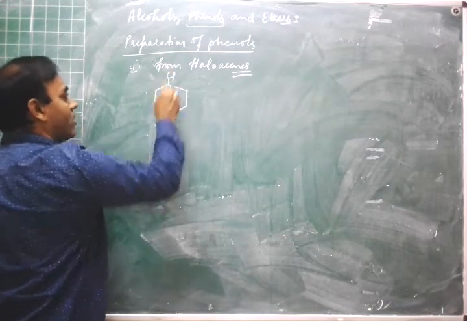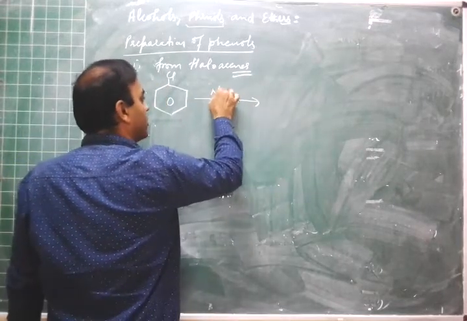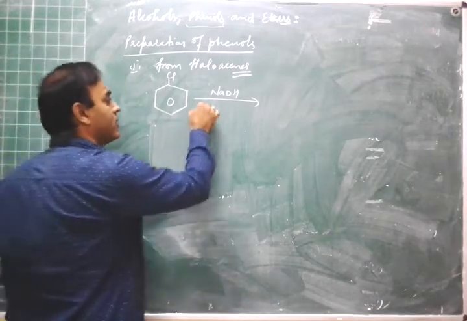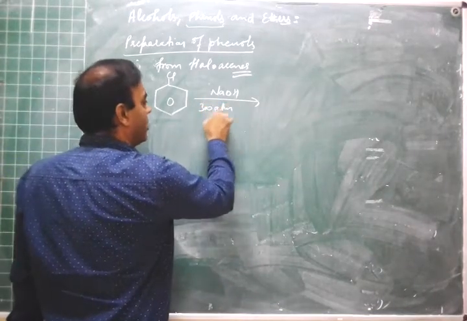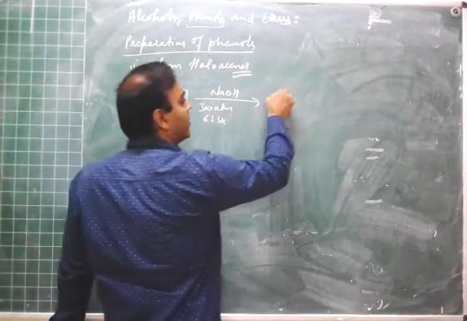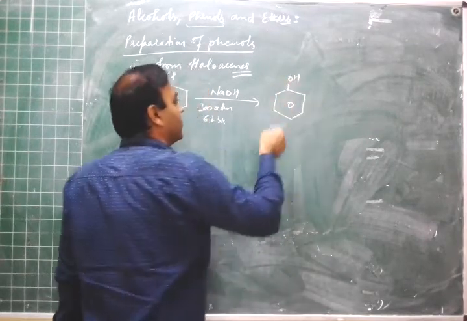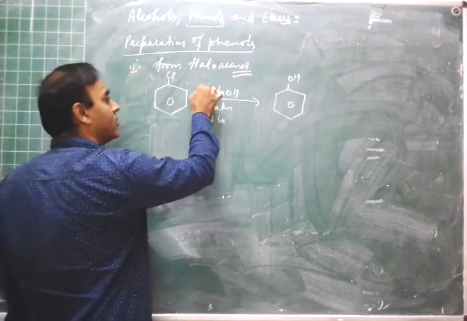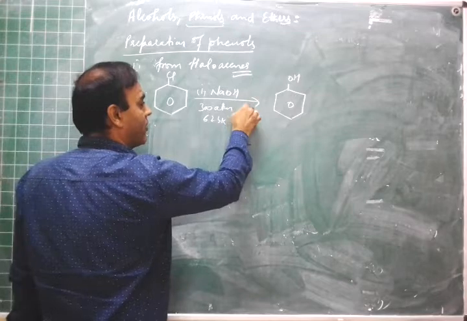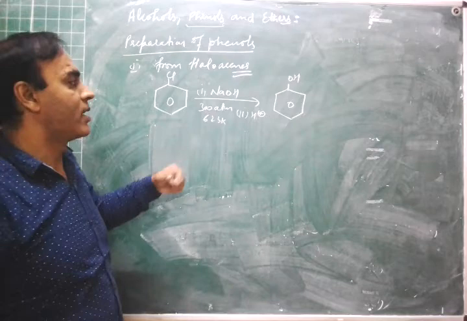Right, this is chlorobenzene, and when we react chlorobenzene with NaOH at high temperature and pressure, that is 300 atmospheric pressure and 623 Kelvin temperature, then what is formed? Phenol is formed. We can show it as first reaction with NaOH and then the second reaction with H plus ion, that is, with some acid.